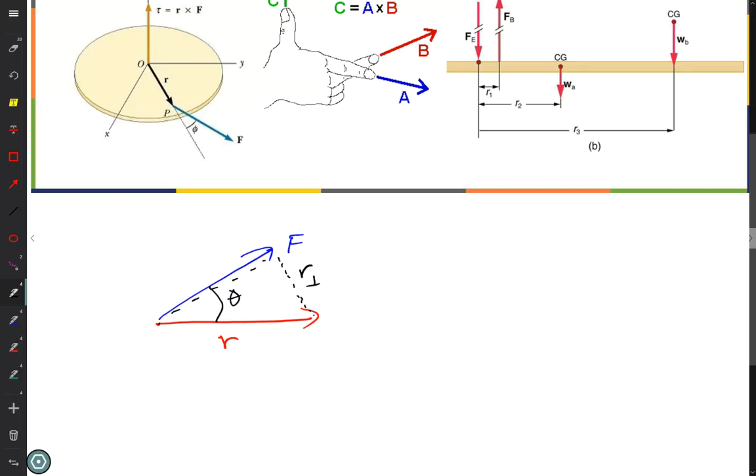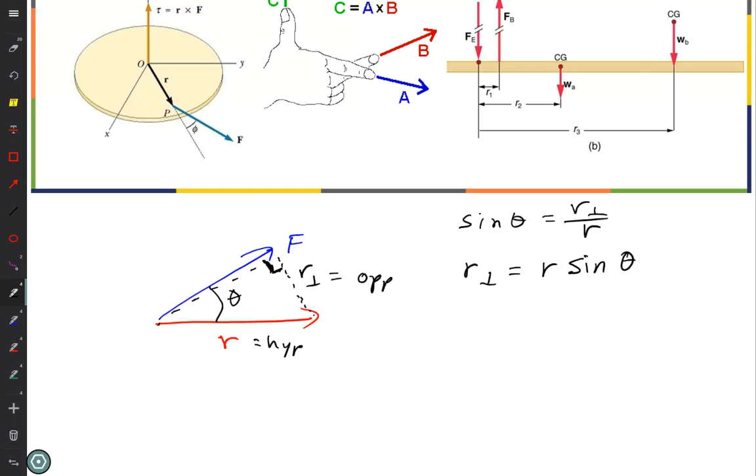So which side of my right triangle is R here? It's the hypotenuse. And R perpendicular is opposite. So that means R perpendicular must be equal to R times sine of the angle, because sine is opposite over hypotenuse. And so the perpendicular part is R sine theta.